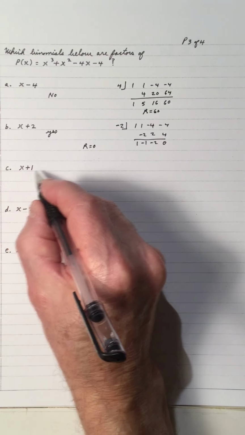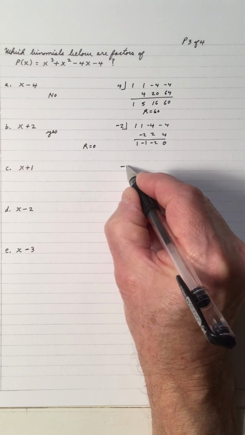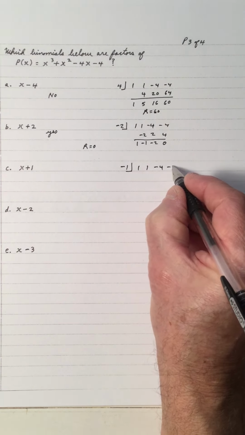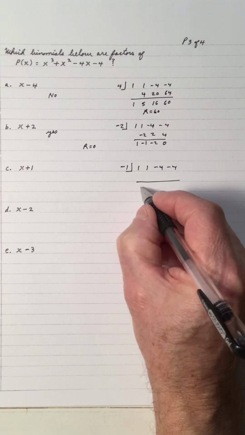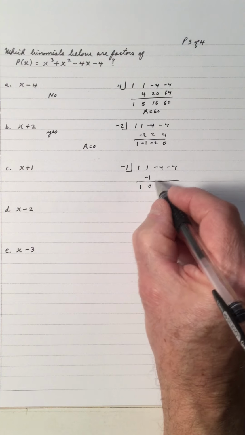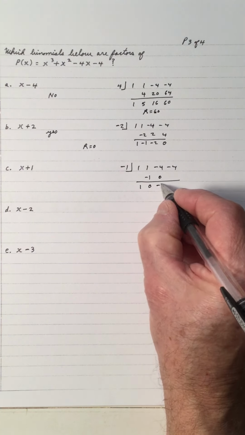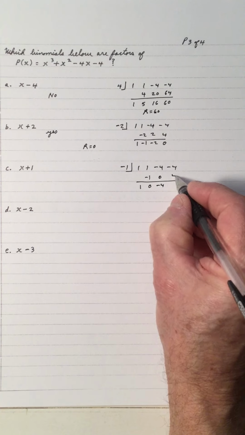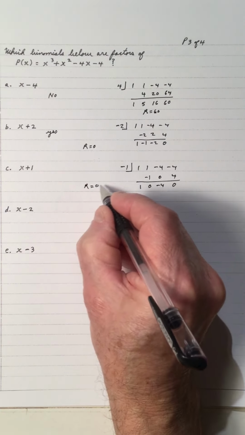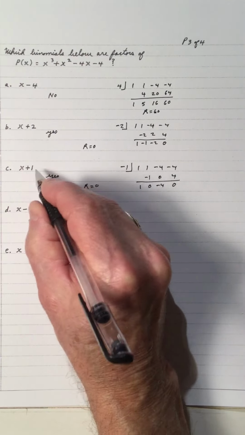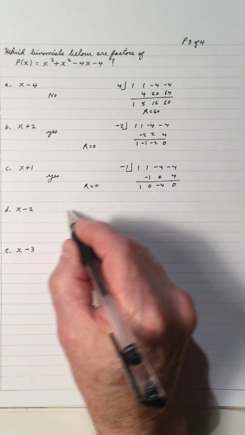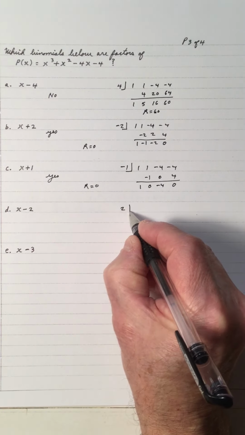And we have an x plus 1, so we're going to do synthetic division with a negative 1. And we got 1, 1, negative 4, negative 4. Draw a line, bring down your 1, multiply, negative 1. Add 0, multiply, 0. Add negative 4, multiply 4, 0. Again, the remainder is 0, so yes, x plus 1 is a factor. And we have a negative 2, so we're going to do a 2.